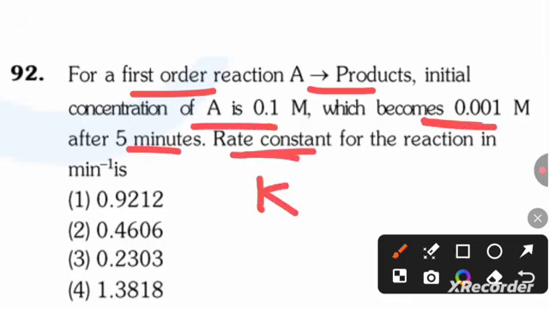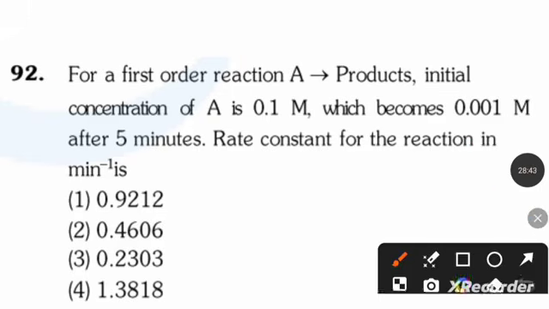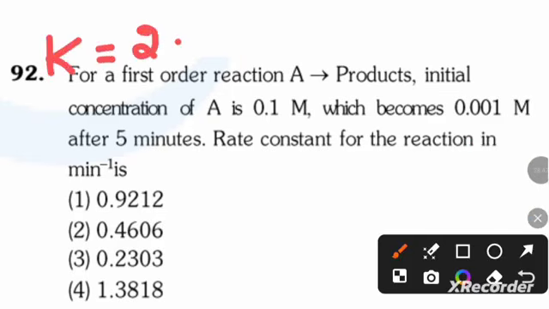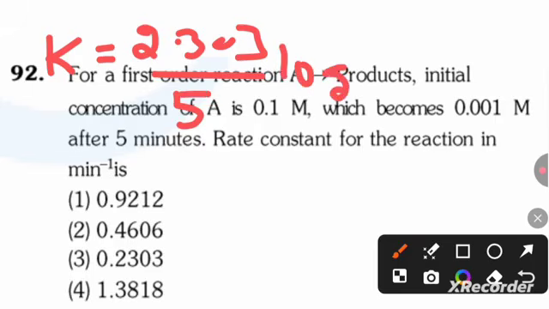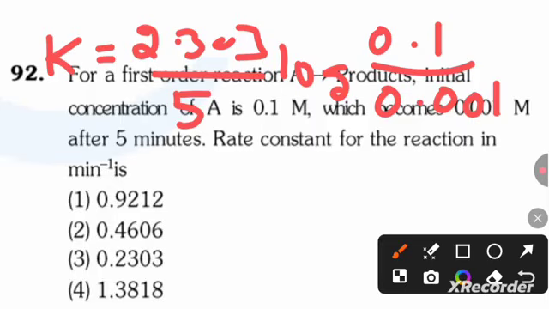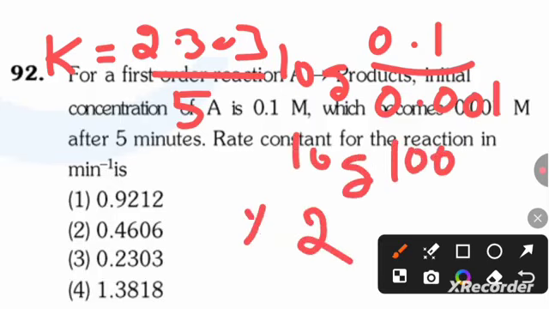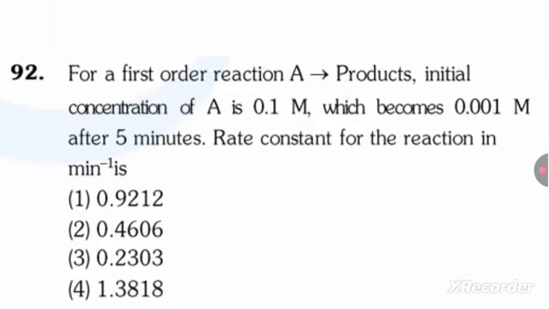So to find out the rate constant K for first order reaction, we have a formula. Rate constant K is equal to 2.303 divided by t. Time here is how much? 5 minutes into log of initial concentration. Initial concentration 0.1, it will convert to final concentration 0.001. When you divide, you will get log 100. And log 100 value how much? 2. So when you multiply this 2 with this value, you will get 0.212. So option 1 is the right answer for this question.